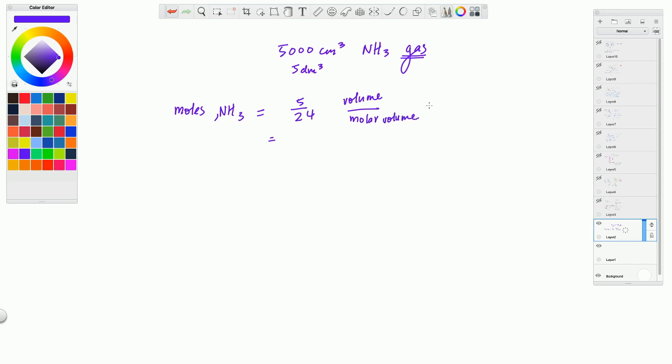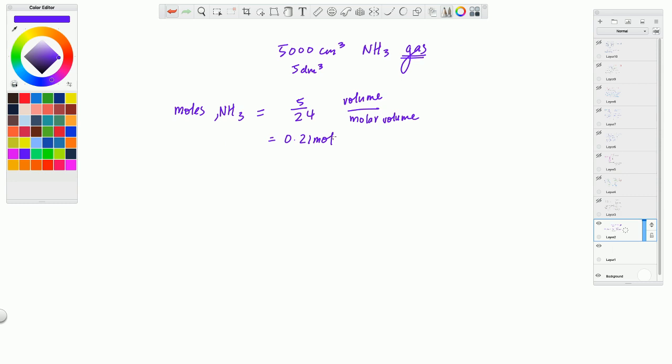Okay, so I found that a lot of students don't change this to decimeter cube. All right, so you get 5 over 24, 0.21 mole.